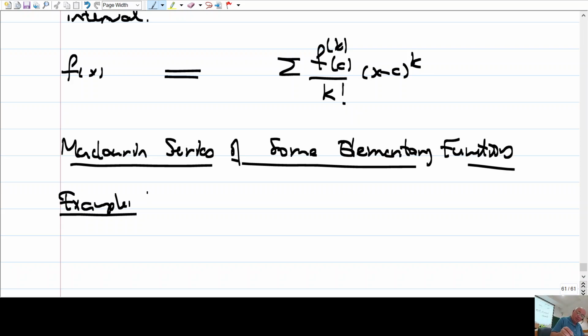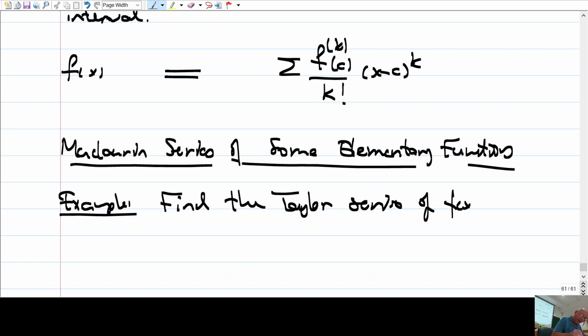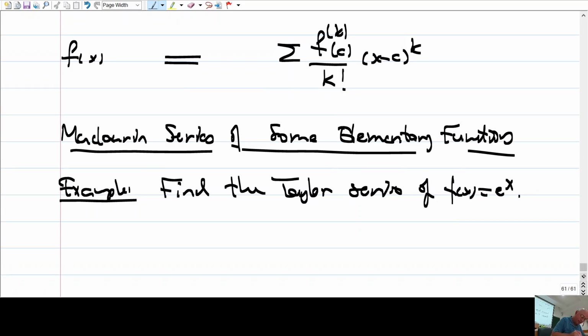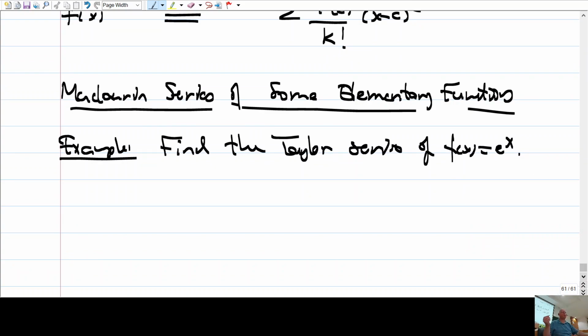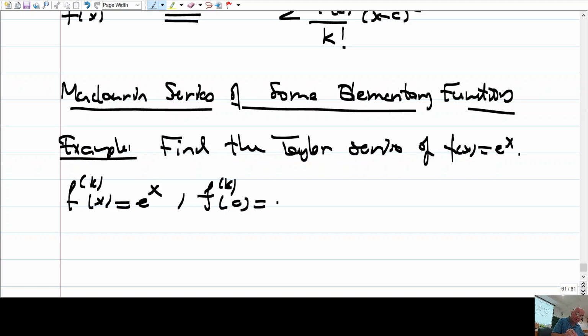Okay, now let's find the Taylor series of f of x, which is e to the power x. Well, this is easy because derivatives are easy, right? It is differentiable everywhere, and moreover, the kth derivative of this is what? Well, it is still e to the power x. So the kth derivative of this at c is e to the power c.